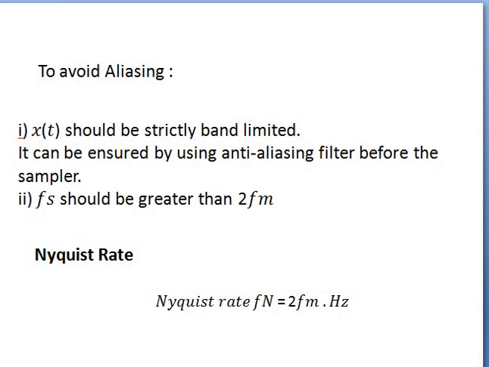The conditions to avoid aliasing are that the signal x of t should be strictly band limited, which can be ensured by using an anti-aliasing filter before the sampler, and fs should be greater than 2 fm. Nyquist rate fN equals 2 fm Hertz.